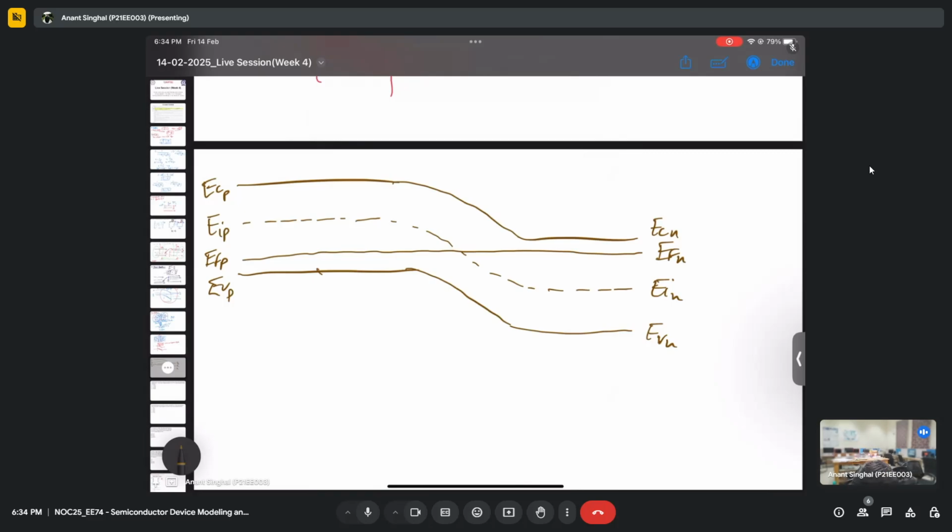So what we said is, let's say the difference between EFP minus EIP is some P side potential, which is Q phi P. And the difference between the Fermi and intrinsic on the N side is Q phi N. So can anyone first of all let me know what is the formula to calculate this difference between the Fermi and the intrinsic? Does anyone remember it from the previous class? Let's say this is P type material, and if I want to calculate EF minus EI, what will I do?